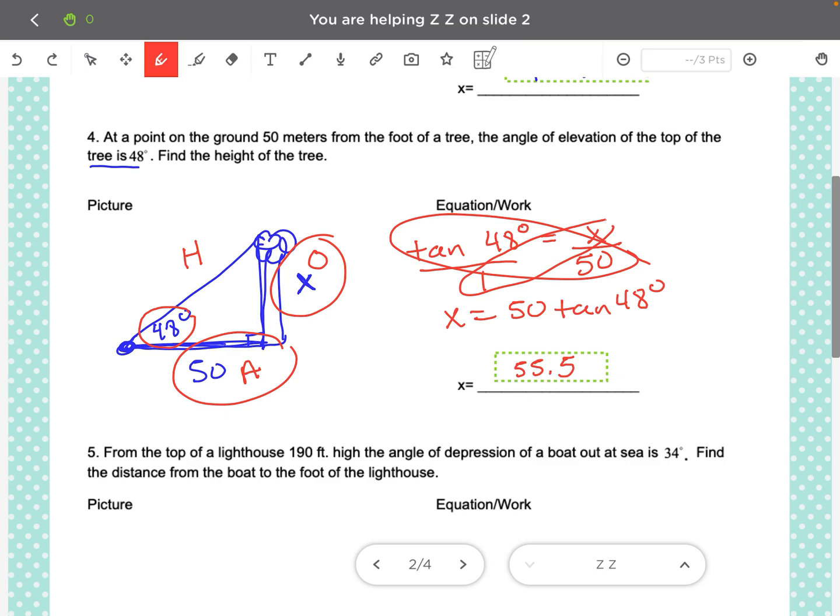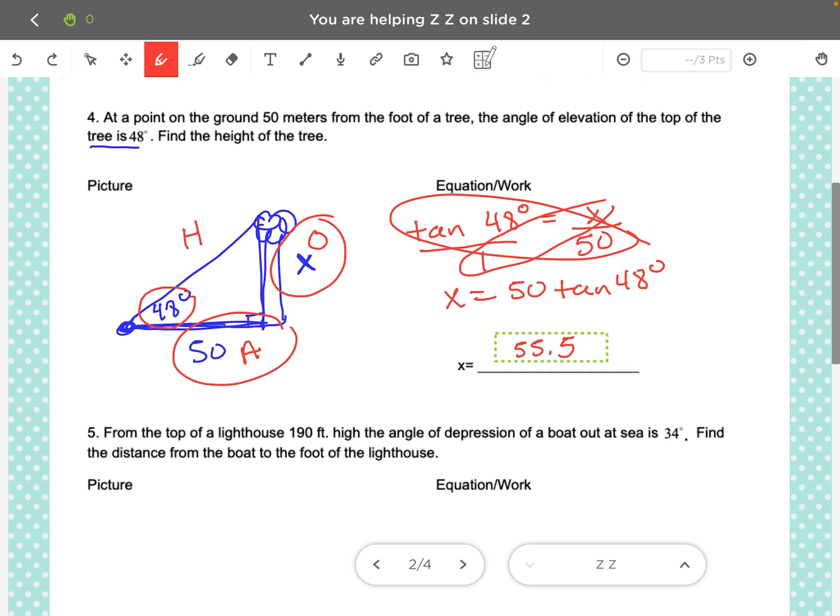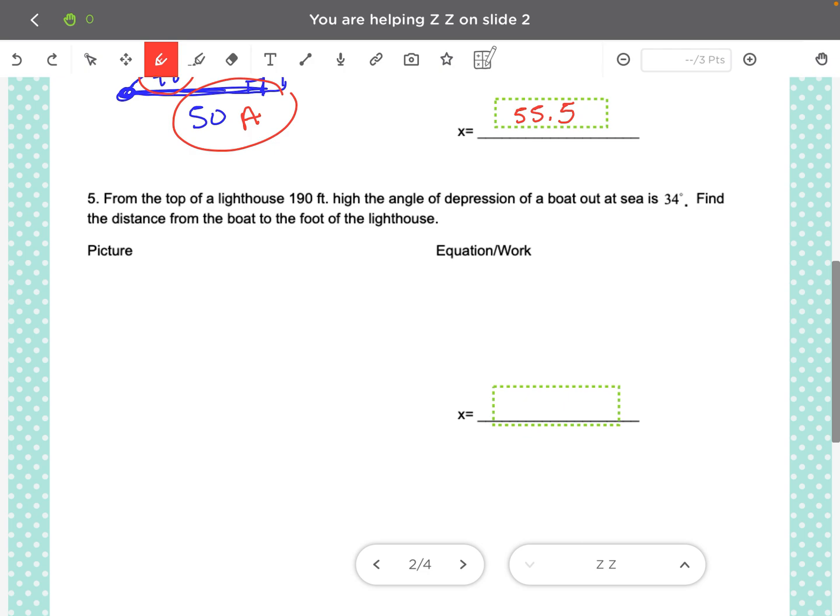Okay, last one. From the top of a lighthouse 190 feet high. So the lighthouse, let's say, is this. So again, when we talk about how high something is, the altitude, that's always straight up and down. So this lighthouse is 190 feet. The angle of depression of a boat out to sea, so here's the water. Remember, angle of depression is looking down.